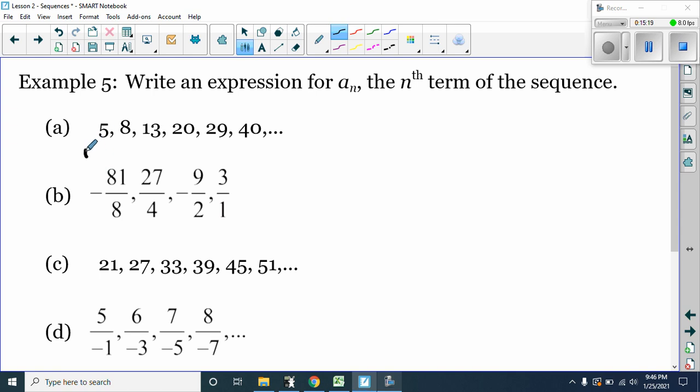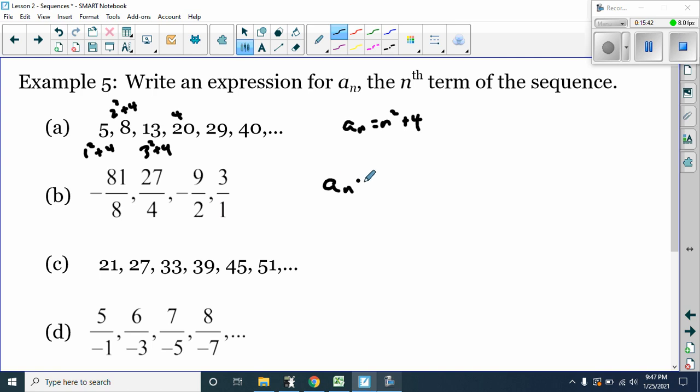This one would be 1 squared plus 4. This one is 2 squared plus 4. 3 squared plus 4. 16 plus 4. 25 plus 4. 36 plus 4. A sub n is n squared plus 4.